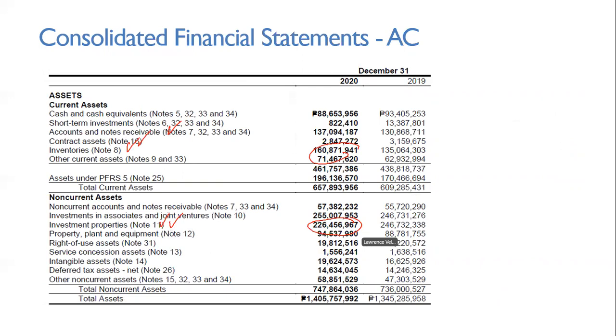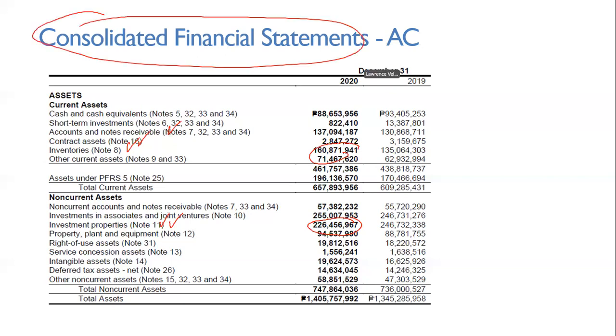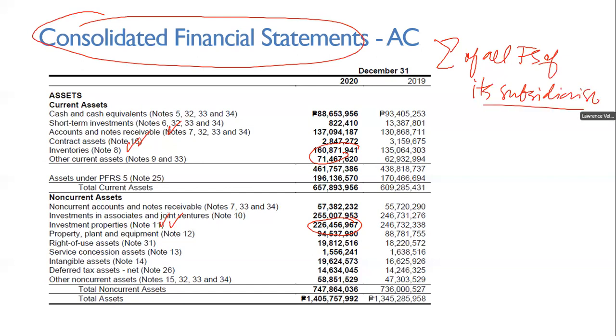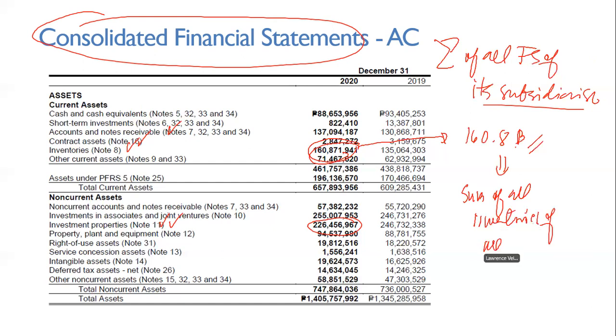Okay? Right? Because yung FS ng AC, ang tawag dyan, Consolidated Financial Statements. At ano ang Consolidated Financial Statements? Para siyang addition of all the FS of its subsidiaries. Okay? So ito, yung 160.8 billion na inventories na yan, yan ay sum of all inventories of all of its subsidiaries.